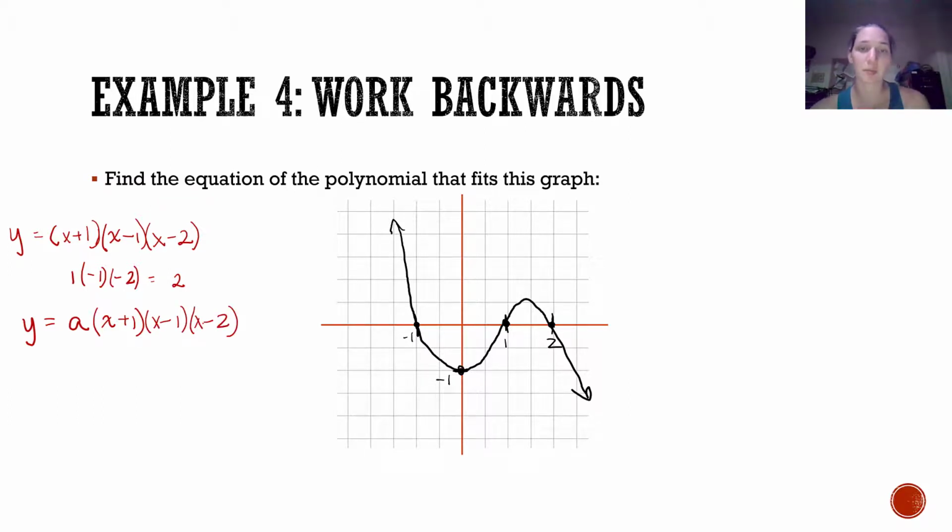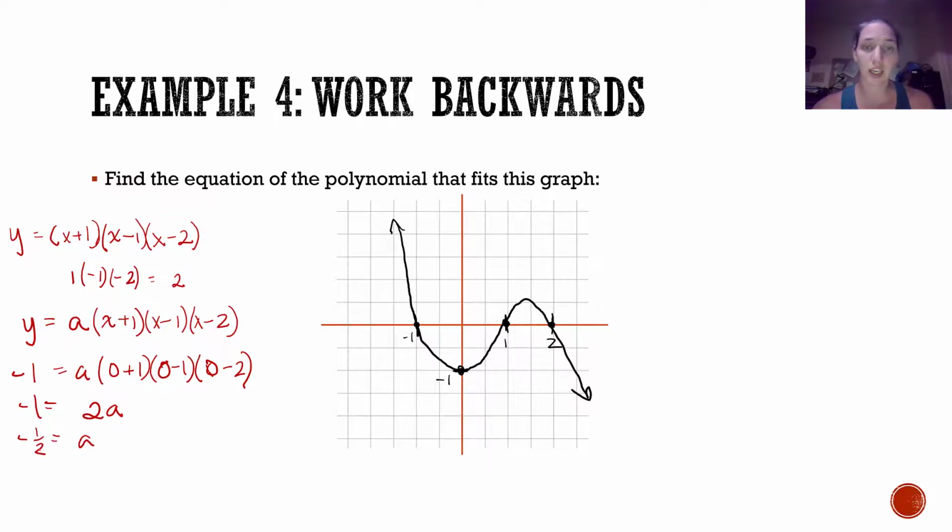And with all those in, I can sub in my point. -1 equals a times 0 plus 1, 0 minus 1, and 0 minus 2. It's supposed to be a 0. There we go. And I can FOIL. This gave us 2a equals -1, so a is -1/2. So my scalar, to make this flip over and be a little bit shorter, I need a -1/2 in front. So my function is -1/2 times x plus 1, x minus 1, and x minus 2.